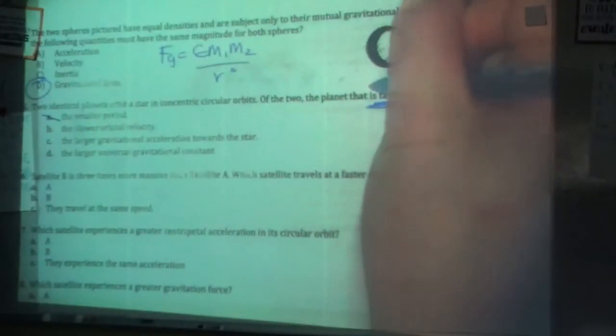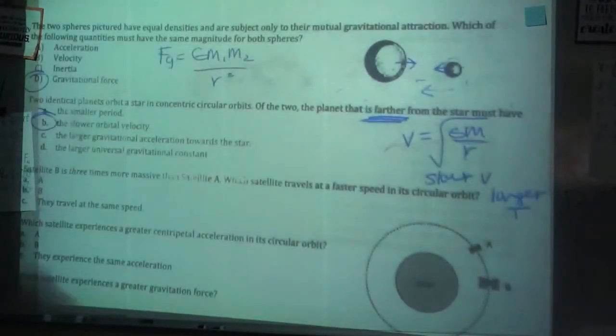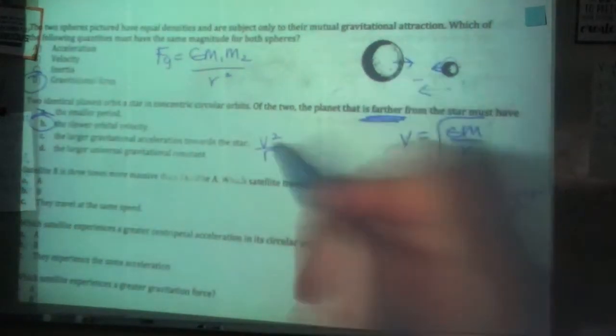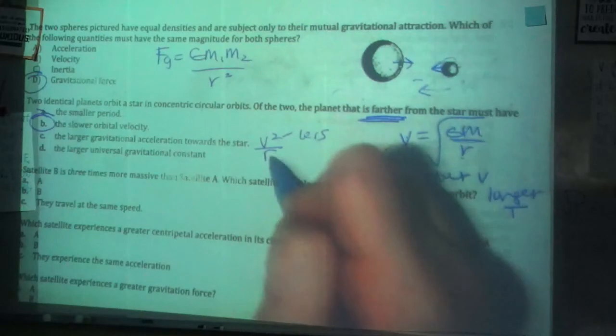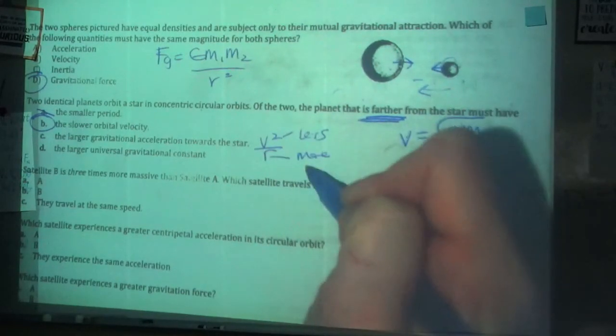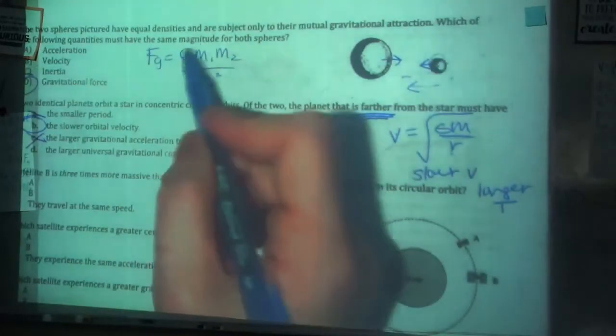If it's farther away, slower velocity, yes, we decided that was true. Larger acceleration towards the star, so acceleration is v squared over r. This one is less and it's farther away, so this one is more. If you decrease it and divide by a bigger number, then it's getting smaller and smaller, so it's not larger acceleration. Universal gravitational constant, that's big G, that's always the same, and constant means constant, so it can't be larger.